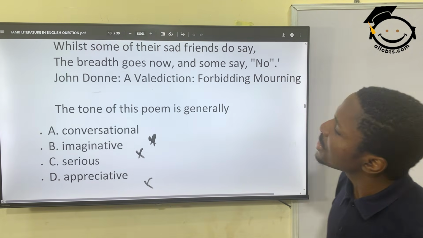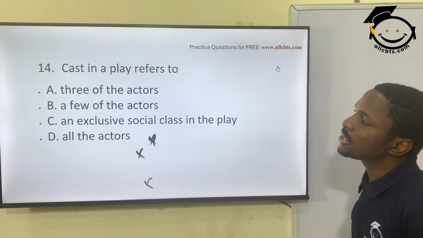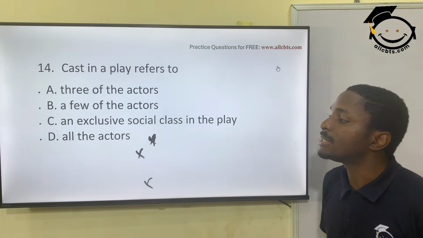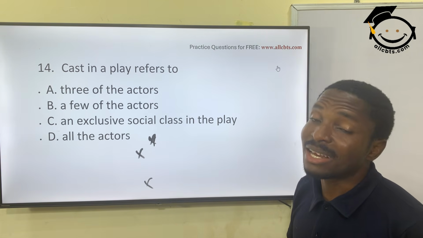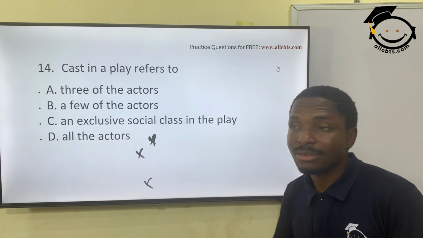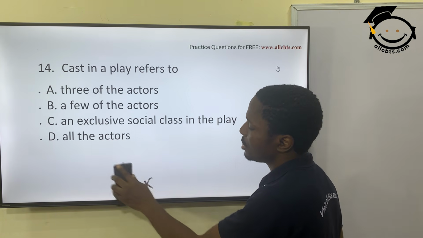Then next question, 14. Cast in a play refers to dash. A, three of the actors; a few of the actors; an exclusive social class in the play; all the actors. That's correct. All the characters in the play make up the cast. So all the actors is the correct option.